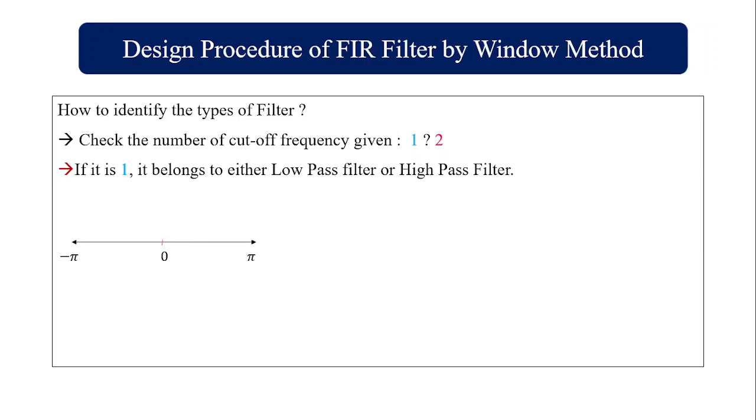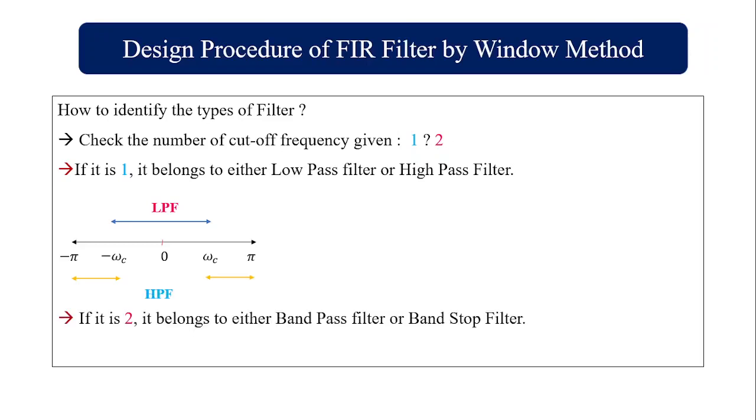So this cutoff frequency will be placed between 0 to pi as omega c, and 0 to minus pi as minus omega c. If the value is given for the range minus omega c to plus omega c, then the filter is said to be low pass. If the value is given for minus pi to minus omega c and omega c to plus pi, then it is said to be high pass filter.